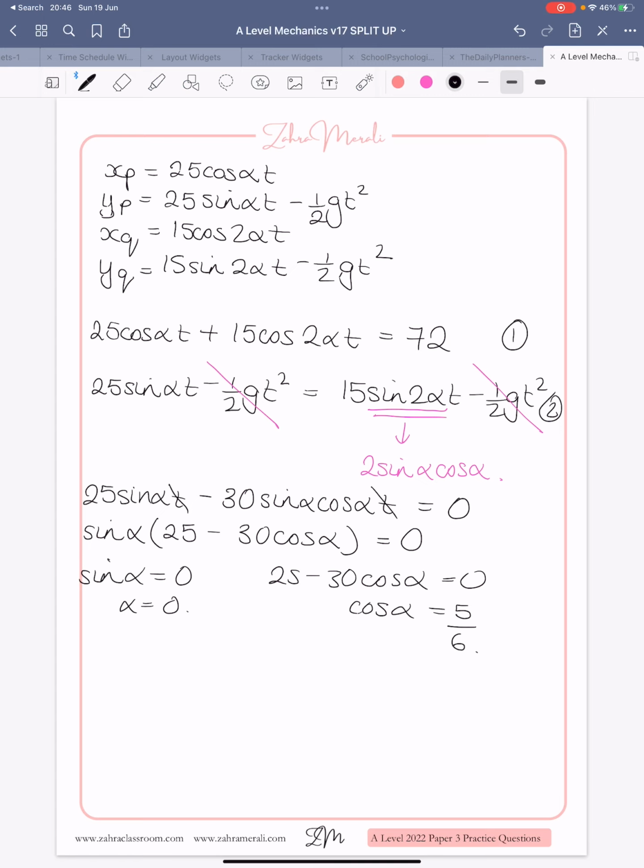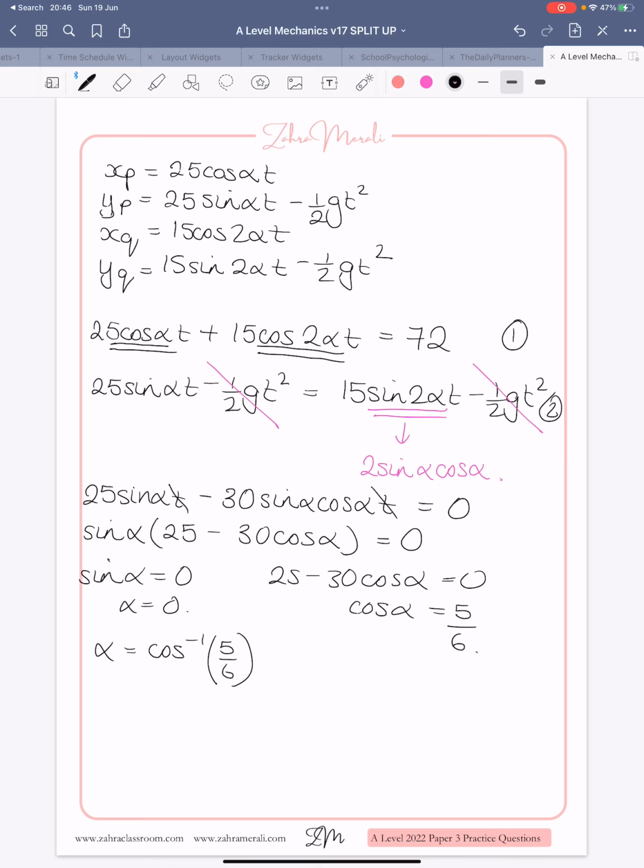Right, now I can substitute in cos alpha and cos 2 alpha, and I can find a value for t when they meet. Because remember, I'm trying to find the height when they meet. If I find a value for t when they meet, I can substitute that into either YP or YQ, and I should get the same answer. So my alpha is cos to the minus 1 of 5 over 6, which is how I'm going to type into my calculator for the 2 alpha bit.